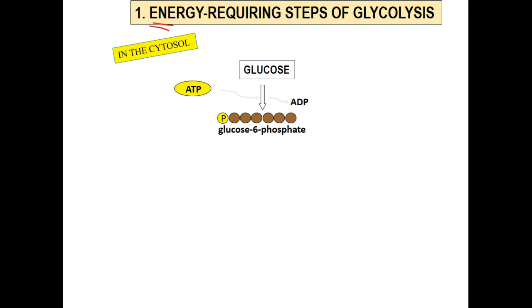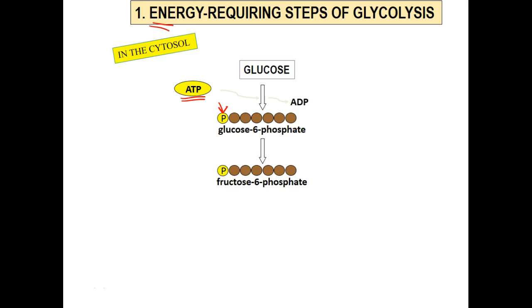Let's take a look at the energy requiring steps of glycolysis. You recall from the last slide that we had an input of 2 ATP in the energy requiring steps. Glucose is broken down into glucose 6-phosphate. So you can see that a phosphate from ATP is actually added on to the end of glucose to form glucose 6-phosphate.